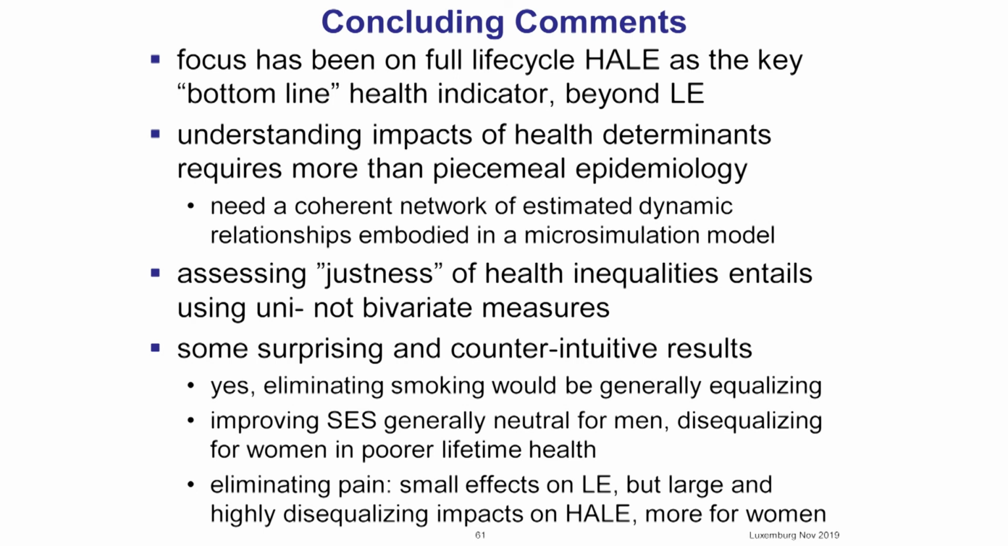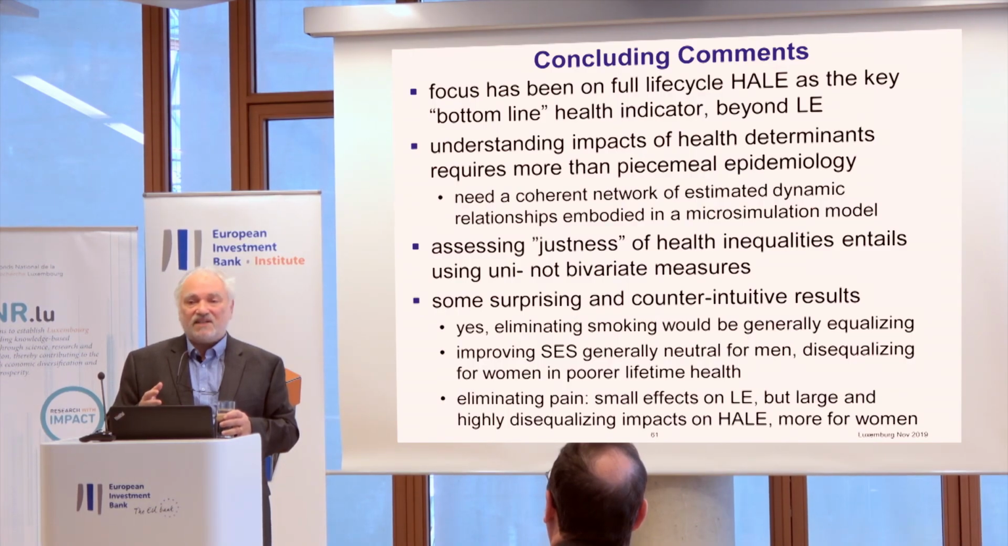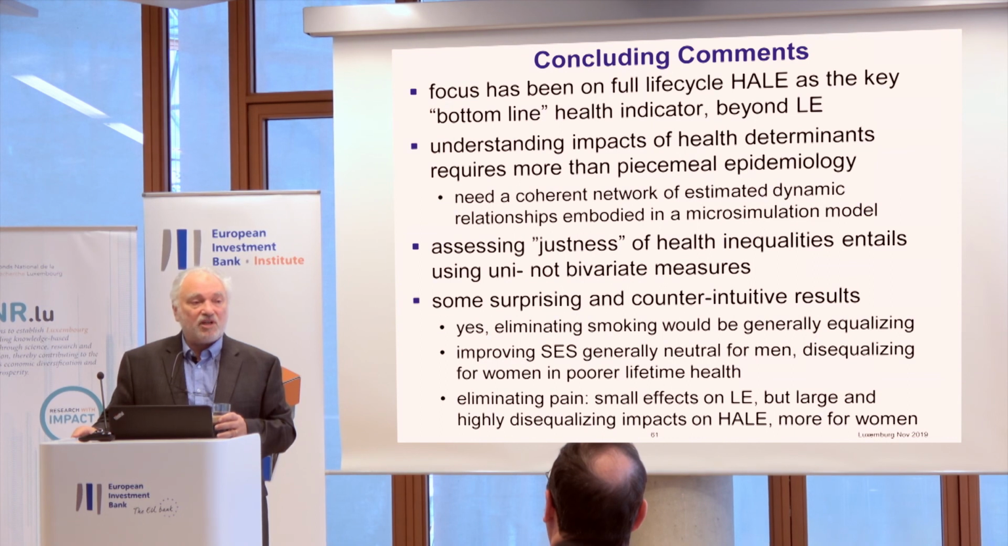We spend a lot of money on cancer and heart disease and not nearly as much on pain. A bit more on dementia maybe, the cognitive impairments. Understanding the impacts of health determinants requires more than piecemeal epidemiology. There are journals and journals filled with, I'm going to regress this on one factor, or maybe 2 or 3. What this is showing, I guess I could show it more vividly if I did more snipping of the causal pathways, is you're missing an awful lot if you just do that kind of little bit at a time epidemiology.